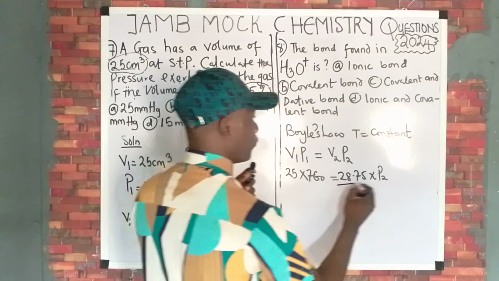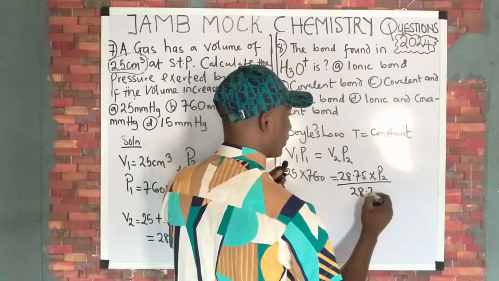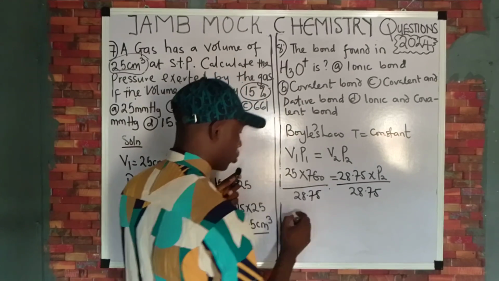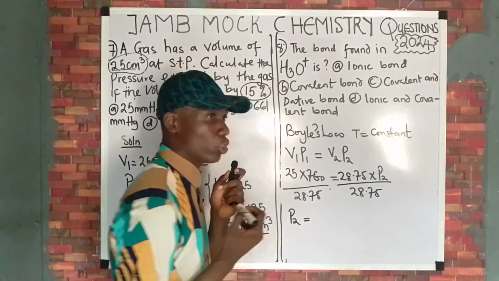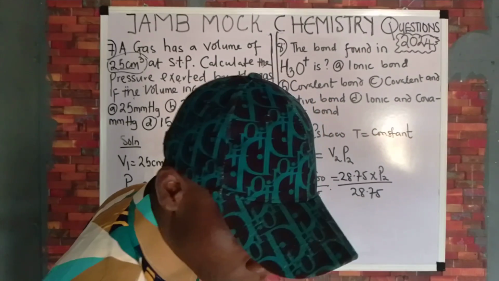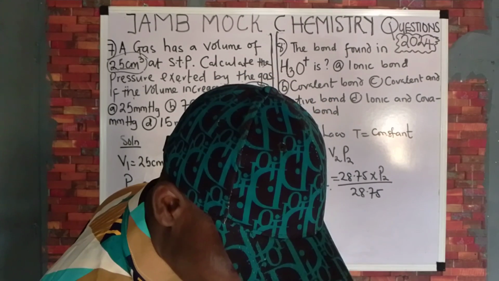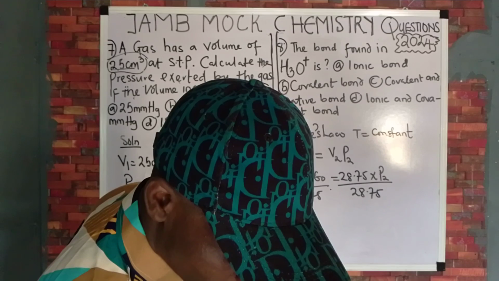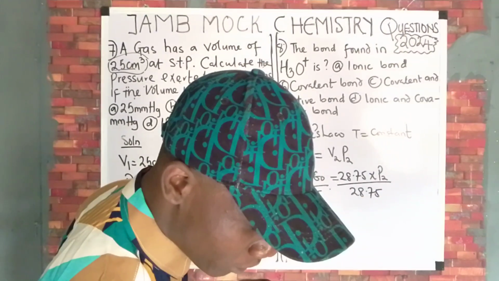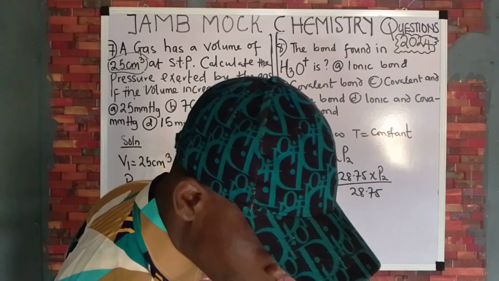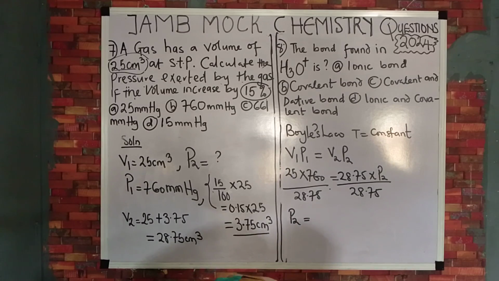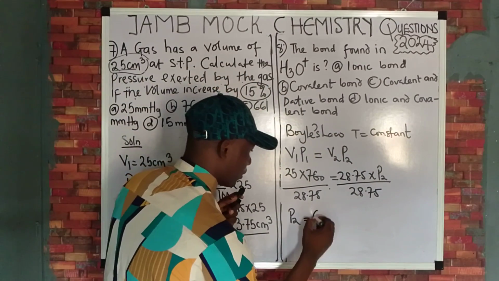So what you do is divide both sides by 28.75. Our P2, which is the second pressure we are told to calculate, will be 25 times 760 divided by 28.75. And that will give us 660.86.